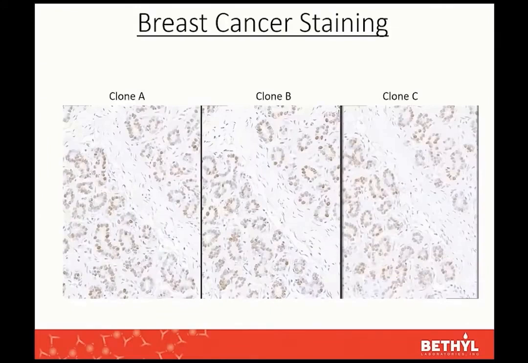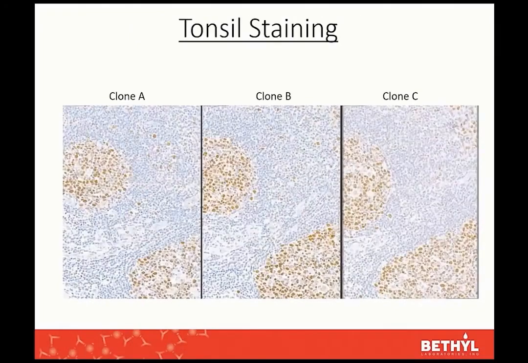So we have 3 clones, and this is an example of a breast cancer tumor. Clone A and clone B and clone C exhibit the exact same pattern. So we're building that actual confidence that the pattern that we are seeing is the true pattern. We move to tonsil, clone A and clone B and clone C. Again, the same pattern, our confidence is building.